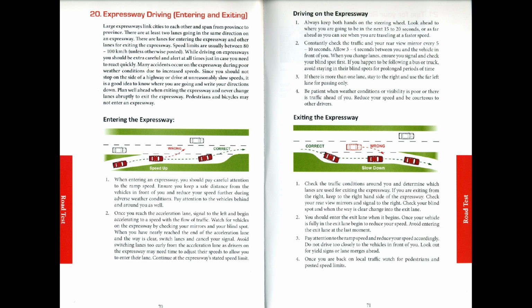Look ahead to where you are going to be in the next 15 to 20 seconds, or as far ahead as you can see when you are traveling at a faster speed. Constantly check the traffic and your rear view mirror every 5 to 10 seconds. Allow 3 to 4 seconds between you and the vehicle in front of you. When you change lanes, ensure you signal and check your blind spot first.